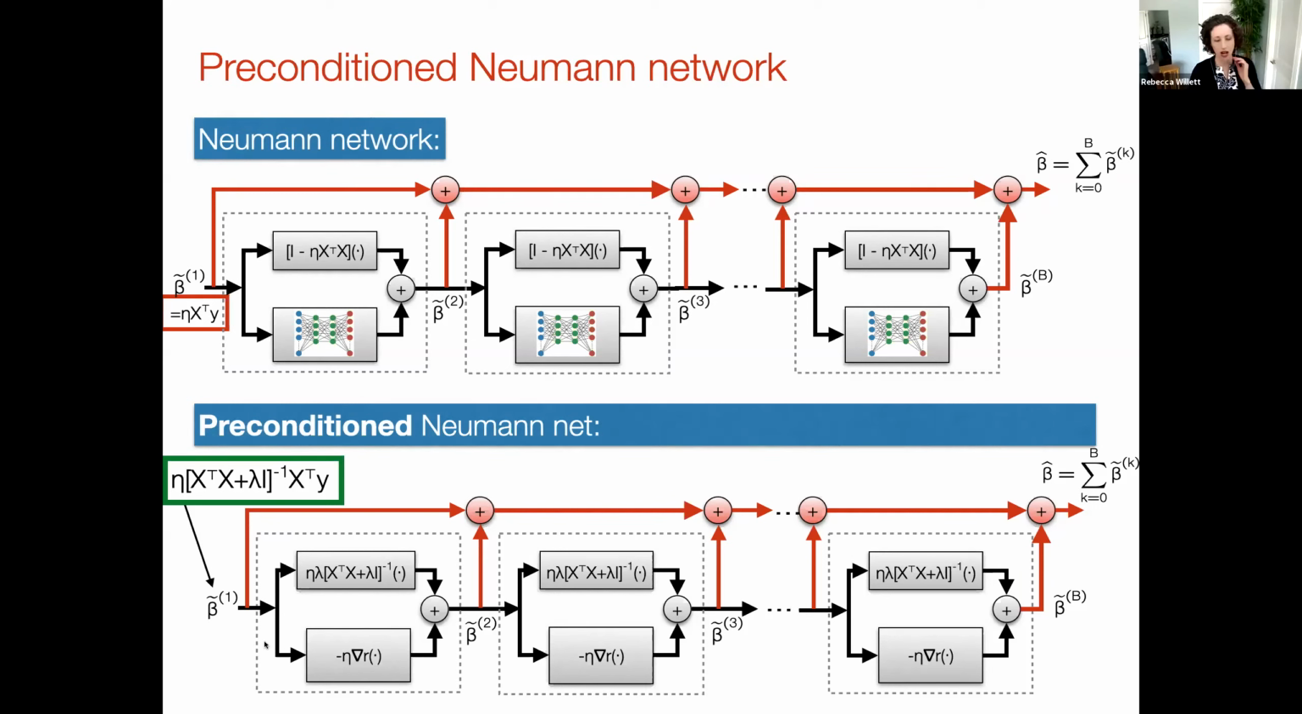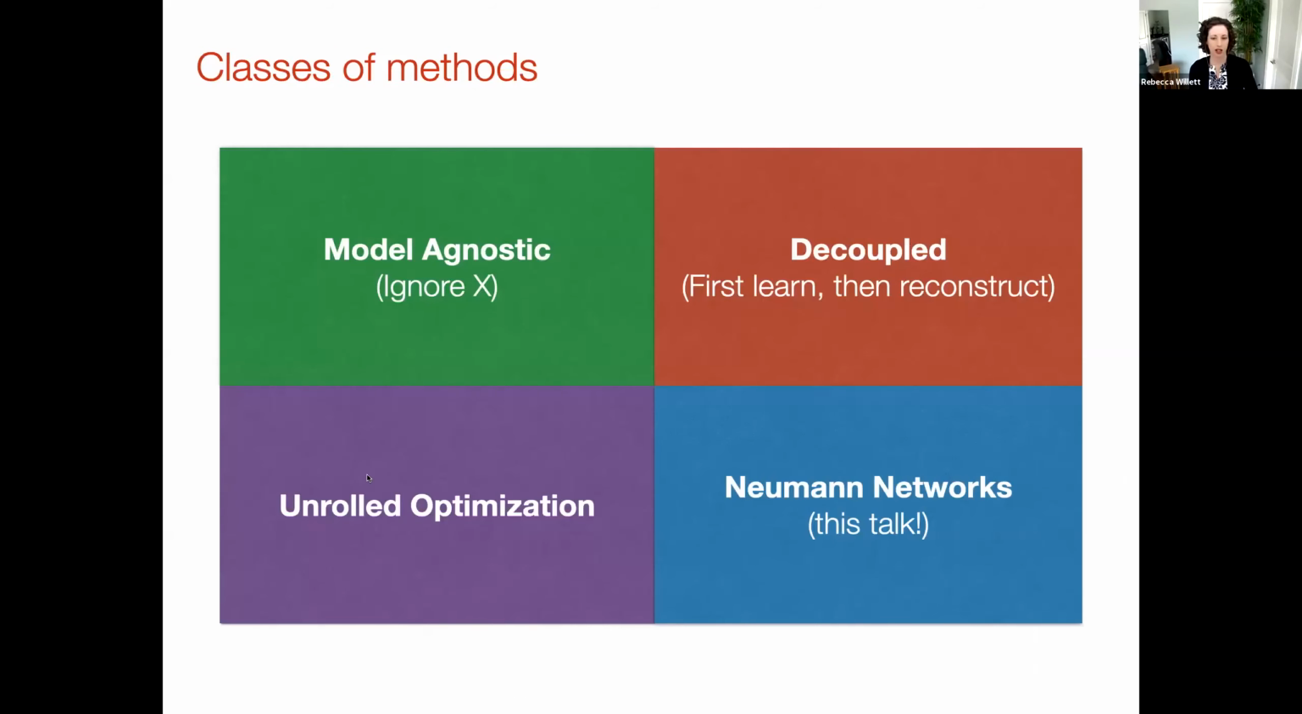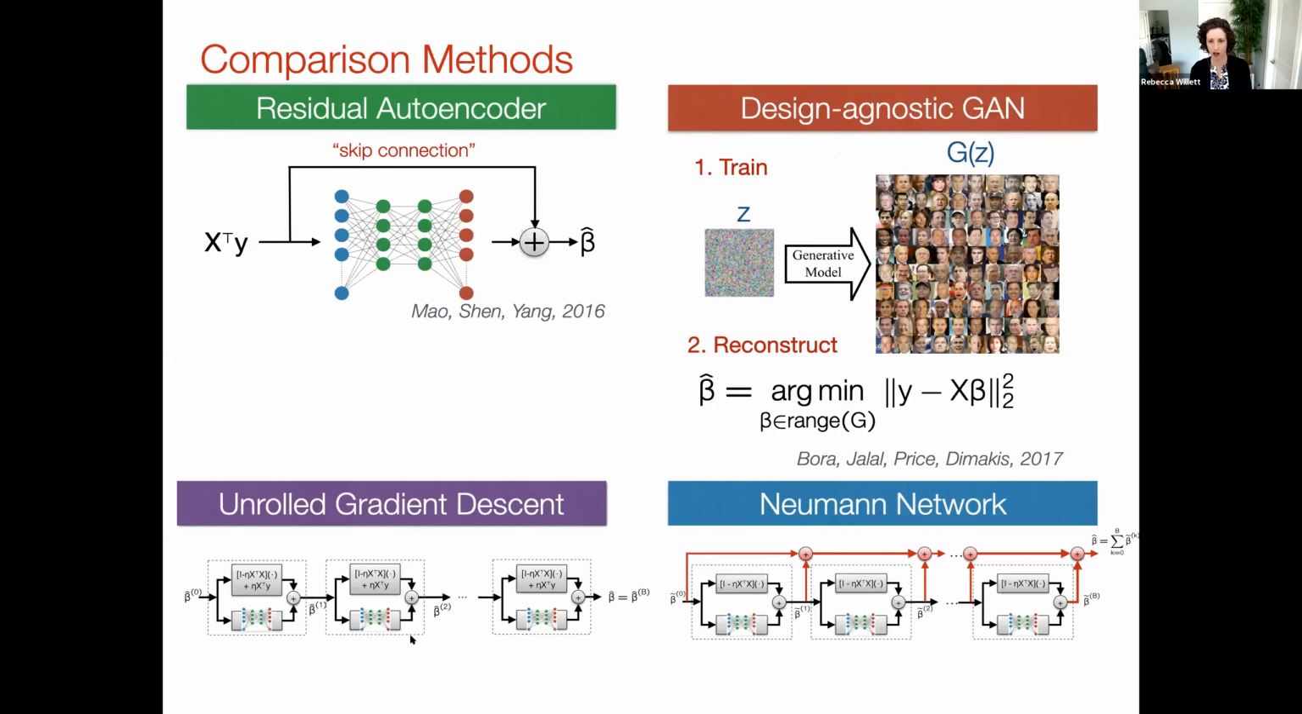And so because we have this Neumann series foundation that underlies our approach, we can identify how we should be changing each of the blocks within the network to account for the fact that we're inputting a slightly different input. Okay, so we're going to see that in the empirical results. And as we look at the empirical results, I'm going to show you a representative from each of the 4 different classes of methods. So for an agnostic method, we have a residual autoencoder. For the decoupled approach, we're going to look at a generative adversarial network. Then we'll also look at unrolled gradient descent and the Neumann network.